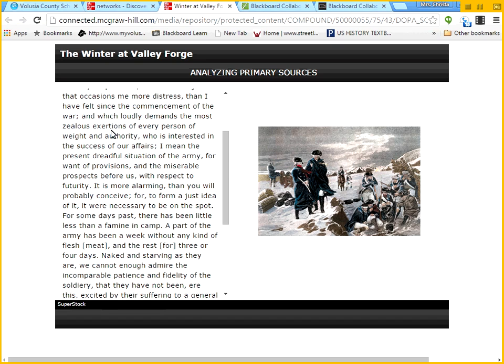And which loudly demands the most zealous exertions of every person of weight and authority who is interested in the success of our affairs. Think about the language he's using there. It loudly demands zealous exertions of every person of weight and authority. So he's kind of telling the governor, like, you have weight and authority. So he's kind of appealing to maybe his ego. Who is interested in the success of our affairs.